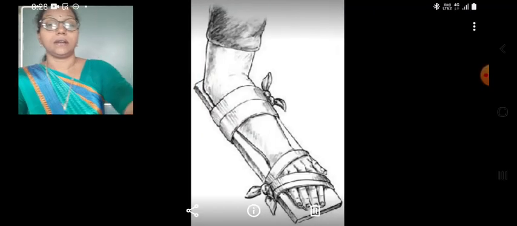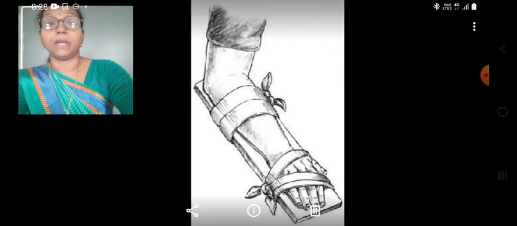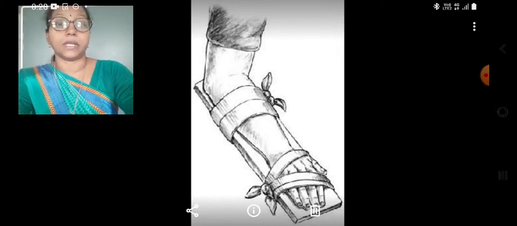Then, children, the fractured arm should be tied to our neck using a triangular piece of cloth. Then take the patient to hospital. That is the first aid that should be given in case of a fracture.